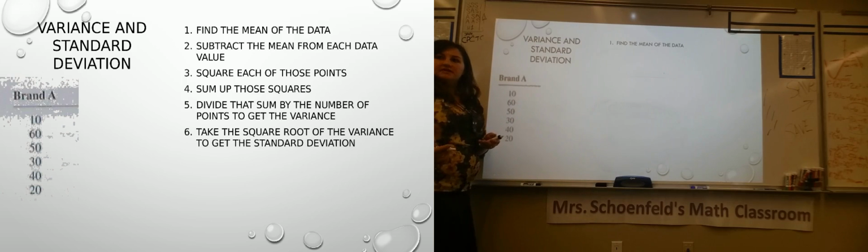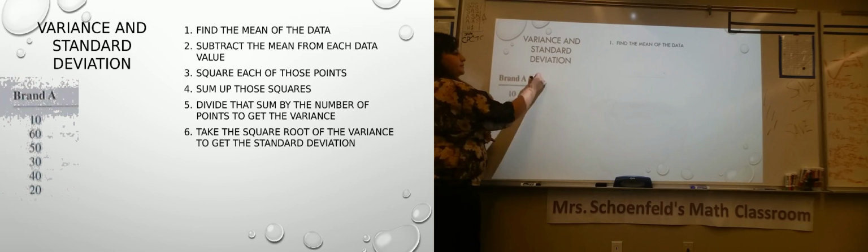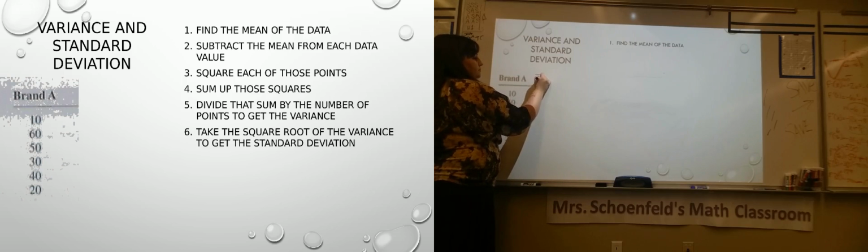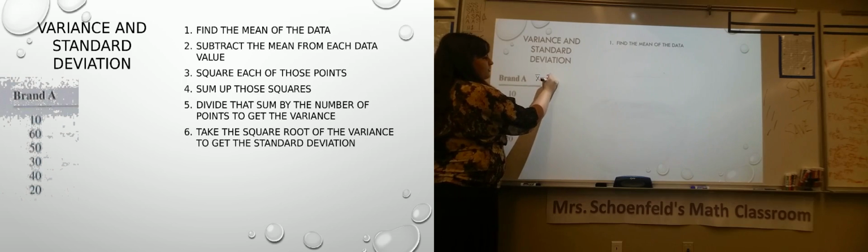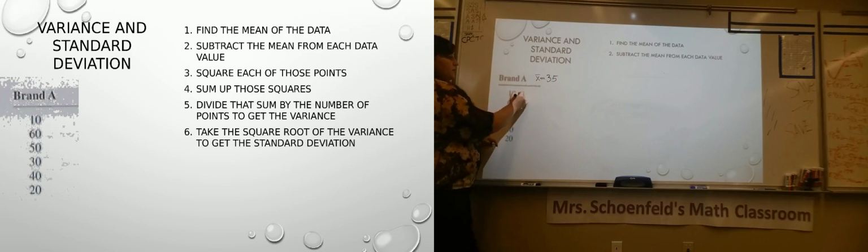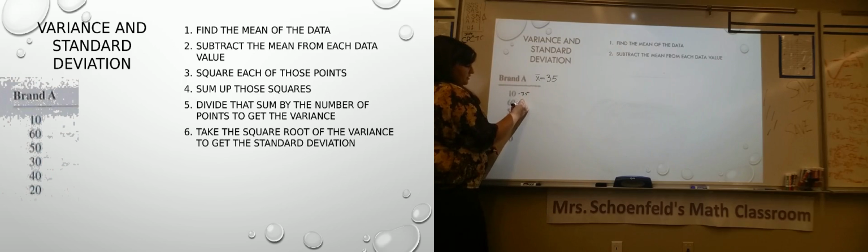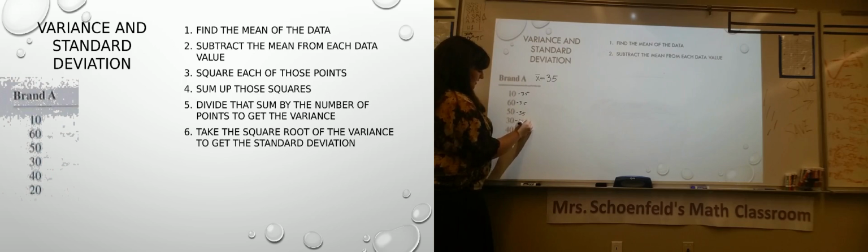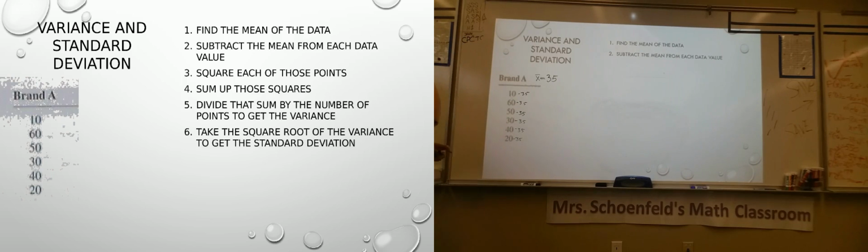We're considering this a sample, so we use x bar. X bar equals 35. We already found that for this data. Okay. Subtract the mean from each data value. So now we're going to subtract 35. Subtract 35. Subtract 35. Subtract 35. I'm getting it all written out. Sometimes it just takes up more room to write it out than anything else.